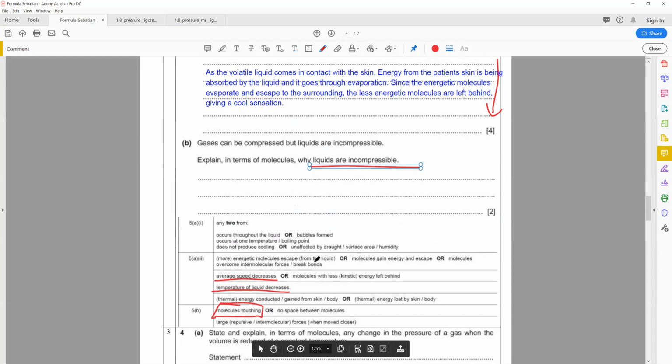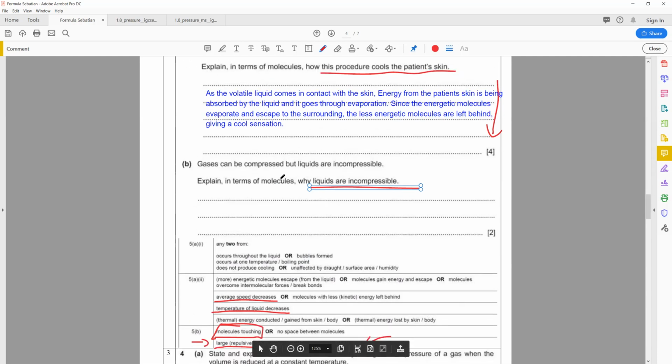The liquid molecules, they are just super disorganized. It's not that they are not touching each other. They're just super disorganized already, and if they are already touching each other, it means to say there is no space in between them, and thus it is harder to compress. In the mark scheme here, they also give large repulsive forces when moved together. This is a bit weird. Don't bother writing this down. It's irrelevant. Just say that the molecules are already touching each other, and there's no space for them to be compressed.